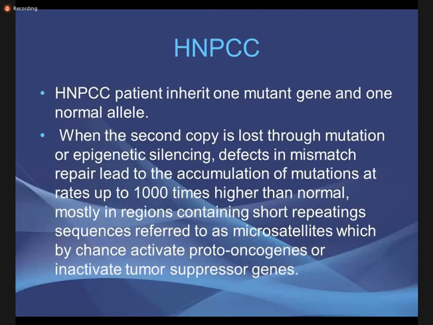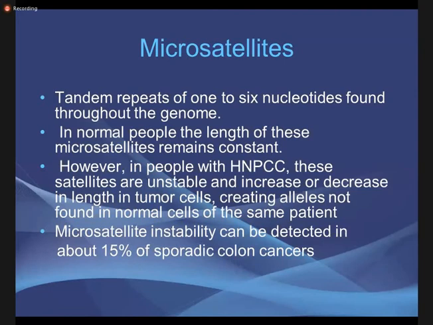So in HNPCC patients, there is a mutation in the microsatellites. And what are microsatellites? These are short sequences of 1 to 6 nucleotides found throughout the genome, whose length is normal and constant in normal people, whereas in cancer patients, these are unstable, either increasing or decreasing.